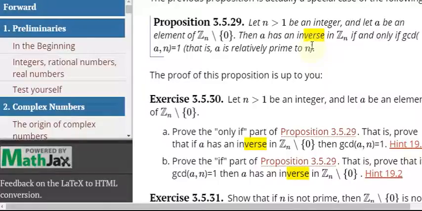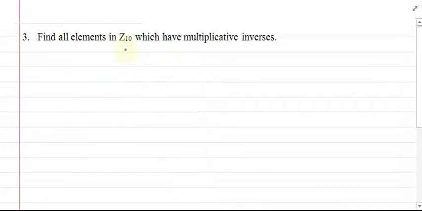Well, n, our Zn, is 10. And we're looking for elements that have inverses in Z10. So I need only the numbers in Z10 that are relatively prime to 10. So I'm looking for relatively prime numbers in Z10.